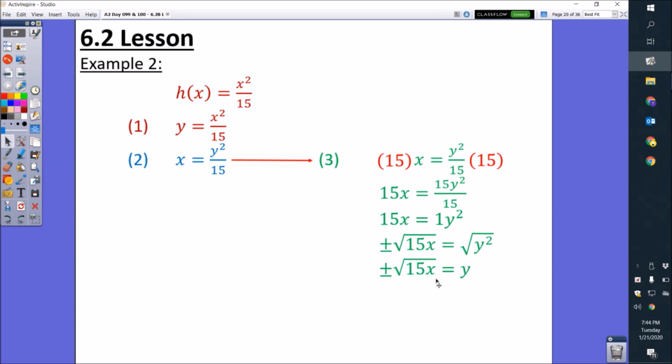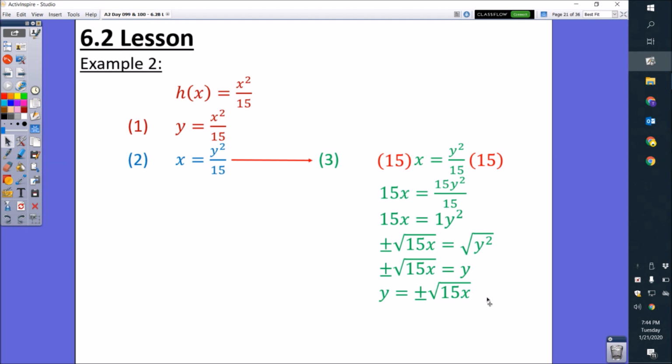square root of 15x. So since I got the y by itself, invisible 1 in front, and invisible 1 as the exponent, so you don't see that square anymore, I'm going to flip the whole thing, so that way the y is on the left side. So when I flip, it's going to be y equal plus and minus square root of 15x.